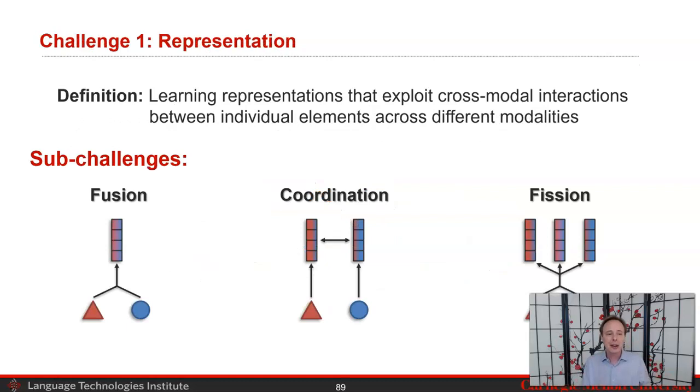So this is a summary of these three challenges: the challenge of fusion, of coordination, and of fission, learning to integrate, to coordinate, or even to factorize the information. The next challenge will be alignment.